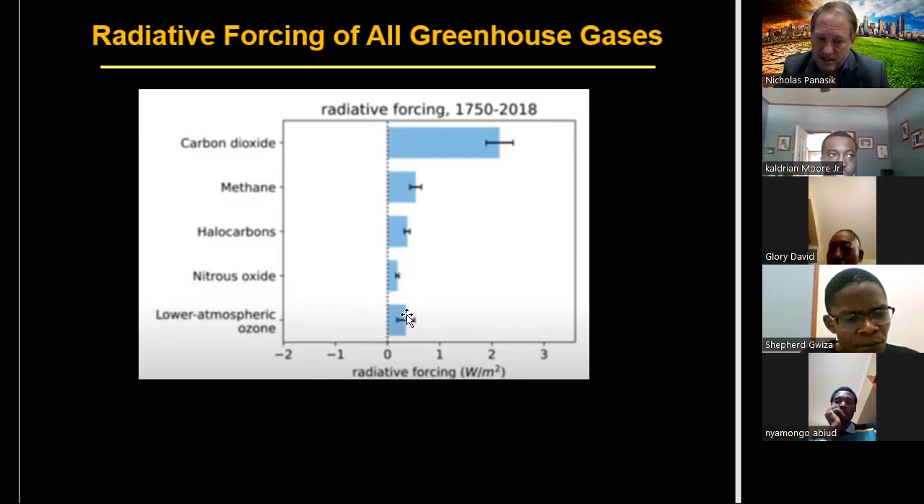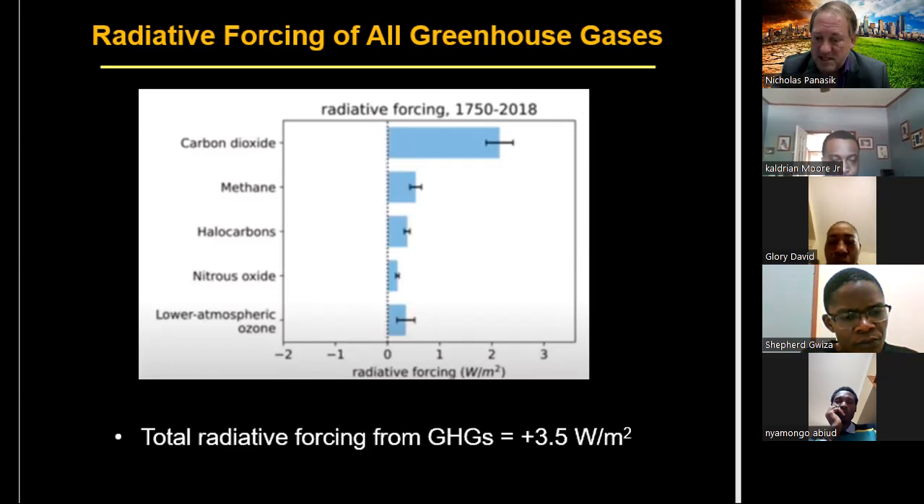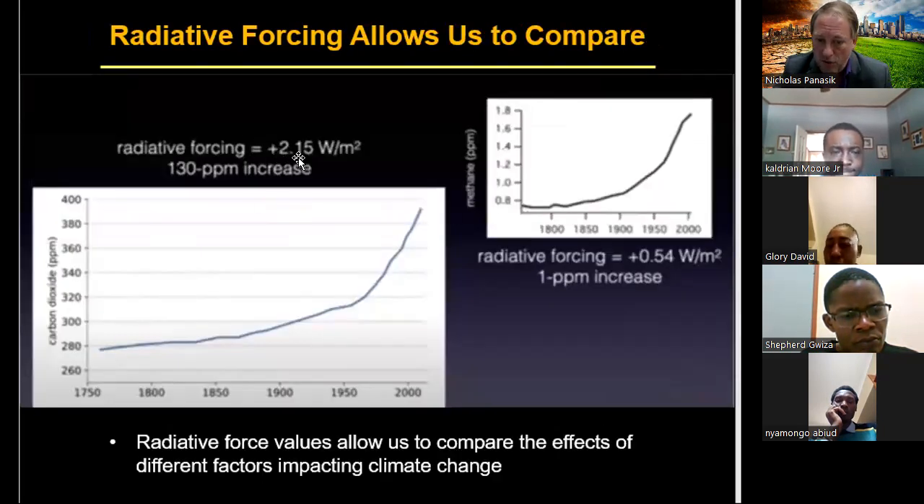0.15. And same thing with low atmospheric ozone, which also absorbs in the infrared and will re-radiate down. And so that will give us some radiative forcing. And so if you total all these up, the total radiative forcing from greenhouse gases is about plus 3.5 watts per meter squared. More than what we saw for carbon dioxide alone or for methane alone.